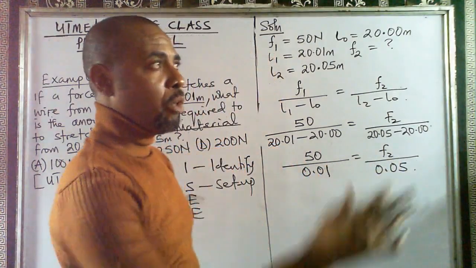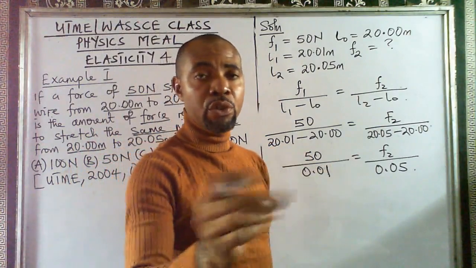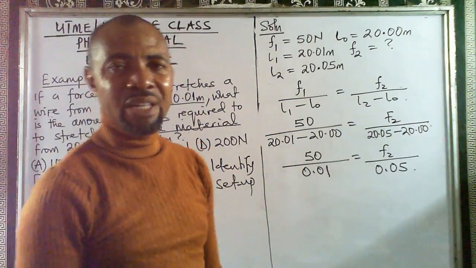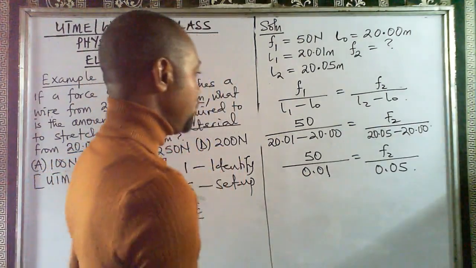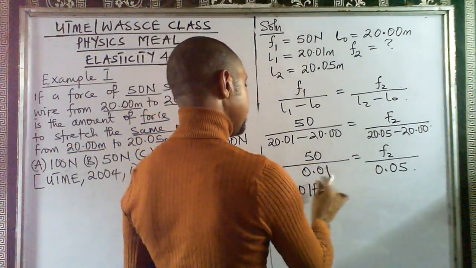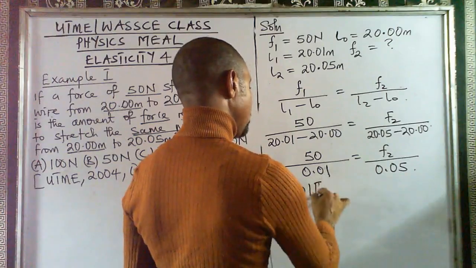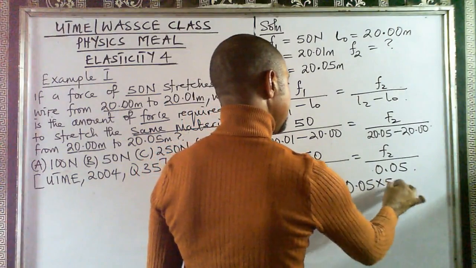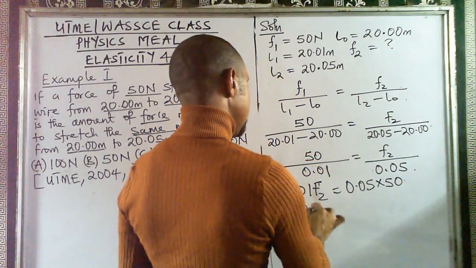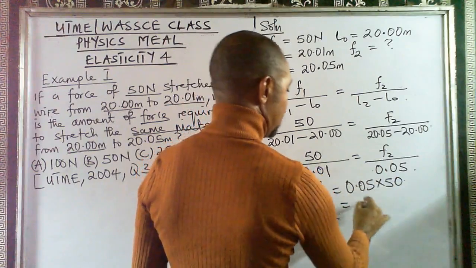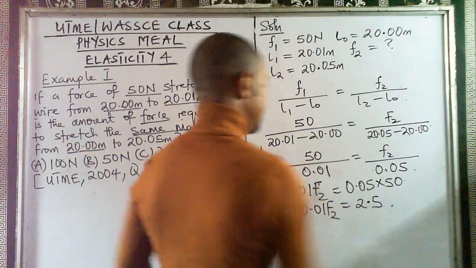One of these days we are going to treat how to solve problems involving decimals and powers of 10, so that you see how you can handle that easily without having problems. But let's multiply. We have 0.01 F2 equals 0.05 times 50. So this will give me 0.01 F2. This times this will give me 2.5.